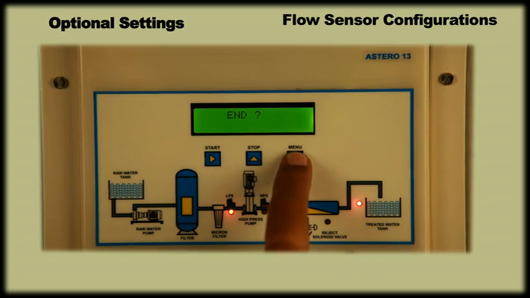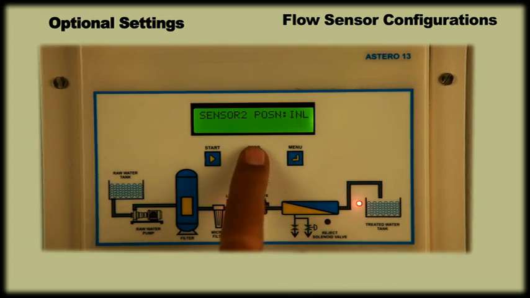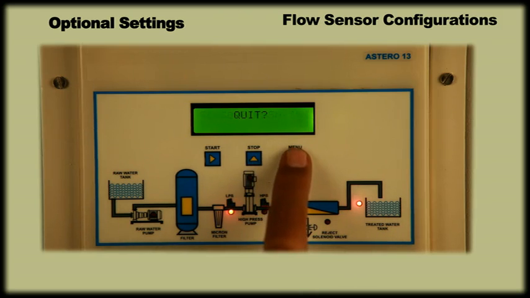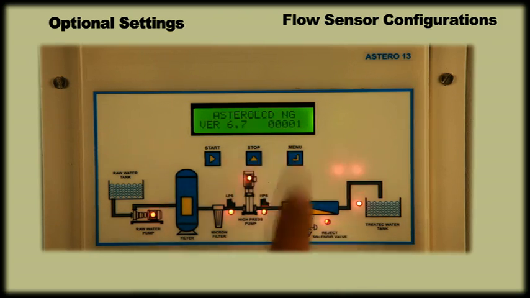Now the display will ask for sensor 2 position. Press menu and using the stop key you can choose either inlet or reject option. Choose the required option and press menu key twice to quit. Keep pressing the menu to exit.